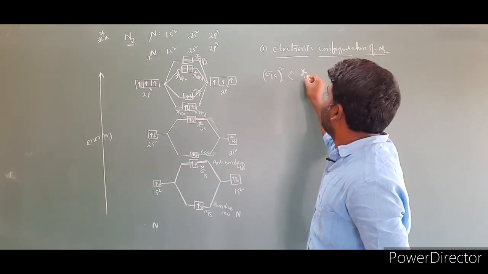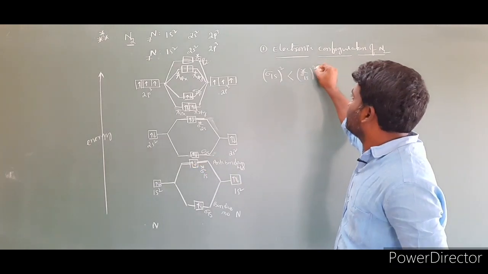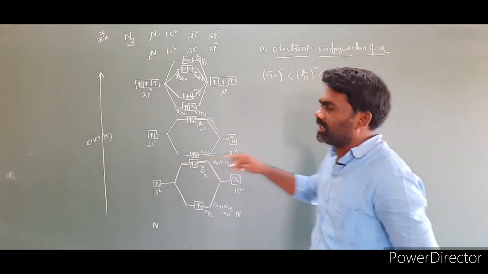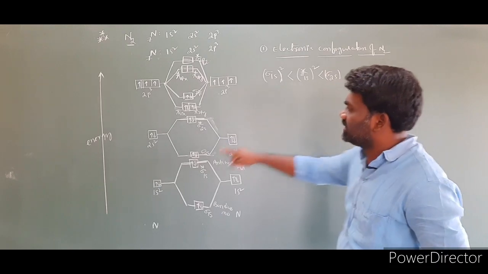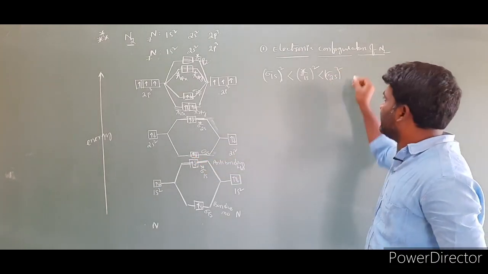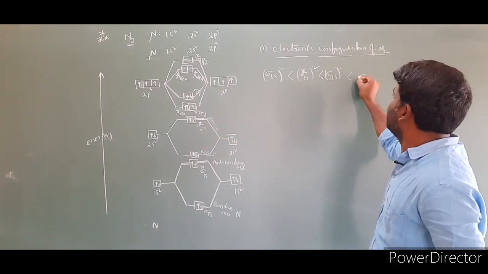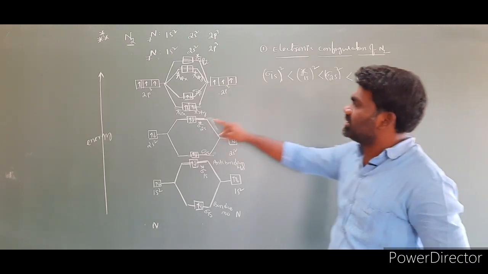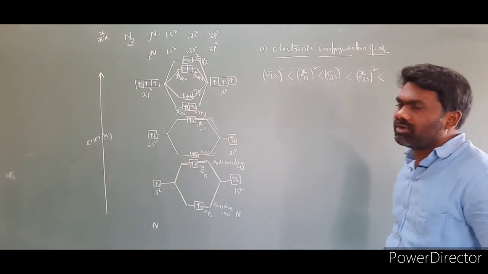Sigma star 1s. How many electrons are there? 1, 2 electrons. 2 is less than, next what do we write? Sigma 2s. How many electrons are there? 1, 2. Sigma 2s2 is less than, next what do we have? Sigma star 2s. How many electrons are there? 1, 2, is less than, then what do we have?